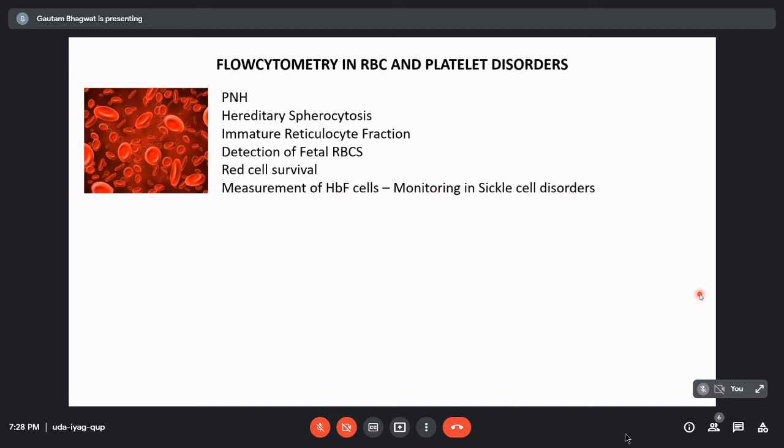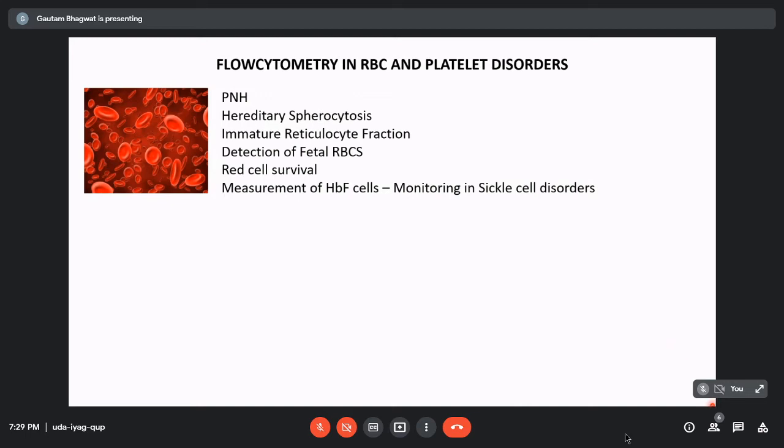Then you can detect fetal RBC contamination with maternal RBC contamination. Also, red cell survival studies can be done using various isotopes, and certain centers measure HbF cells in monitoring sickle cell disorders. However, I will not go into all the applications. I'll just stick to the first two of these, which are very commonly used. Immature reticulocyte fraction again is a part of CBC analysis, so I won't put it up in this talk.